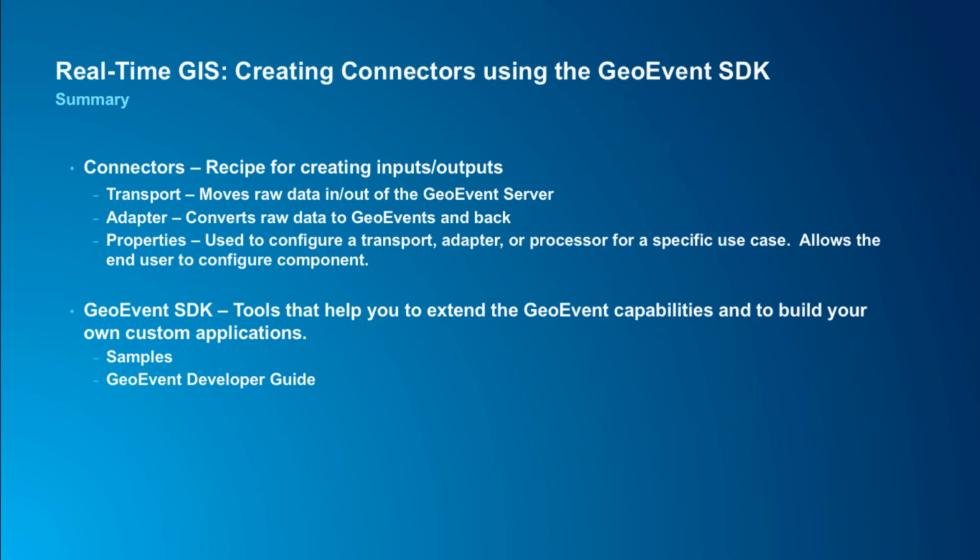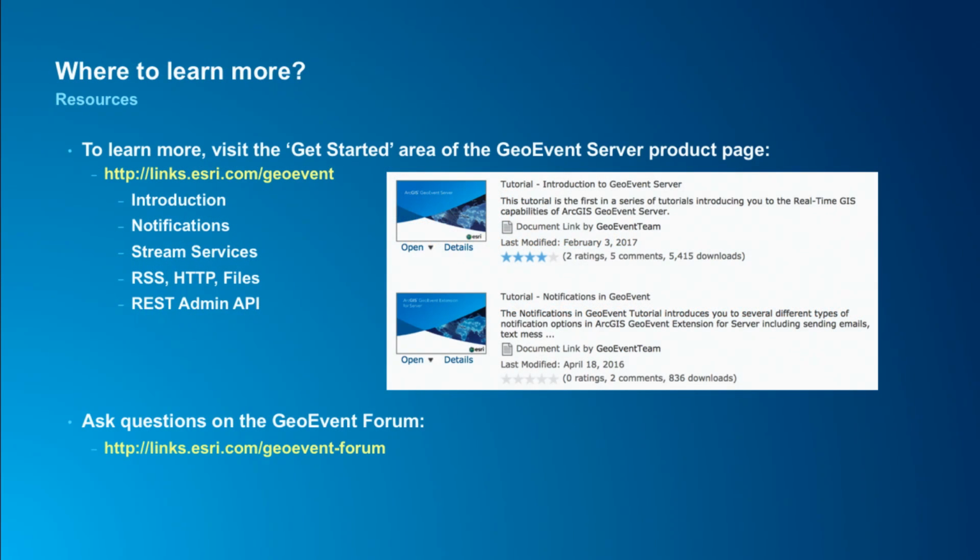So in this presentation, we have examined connectors. They can be considered as recipes for inputs and outputs. And we have also looked at the transports, adapters, and properties. We talked about the GeoEvent SDK, which is the building block of all custom transports, adapters, and processors. The samples and the GeoEvent developer guide provide a rich resource of knowledge if you want to build your own transports, adapters, and processors. And here are some additional resources that can help you get started.